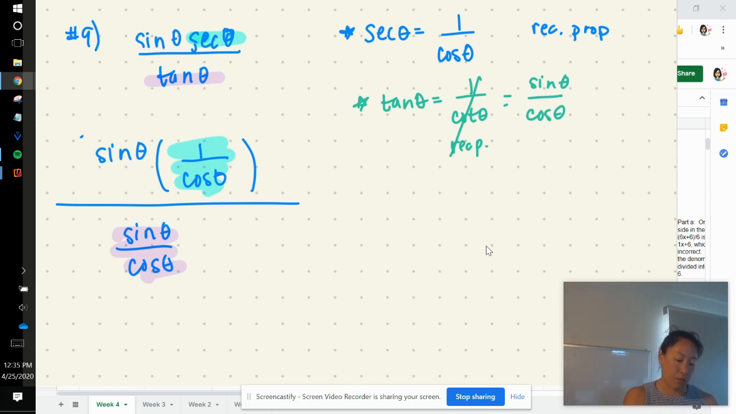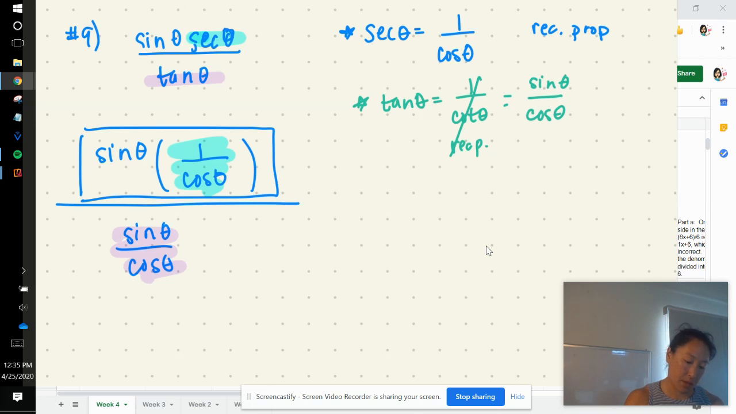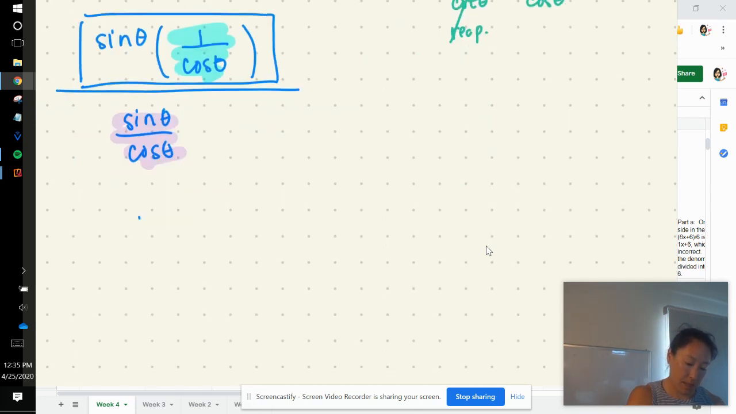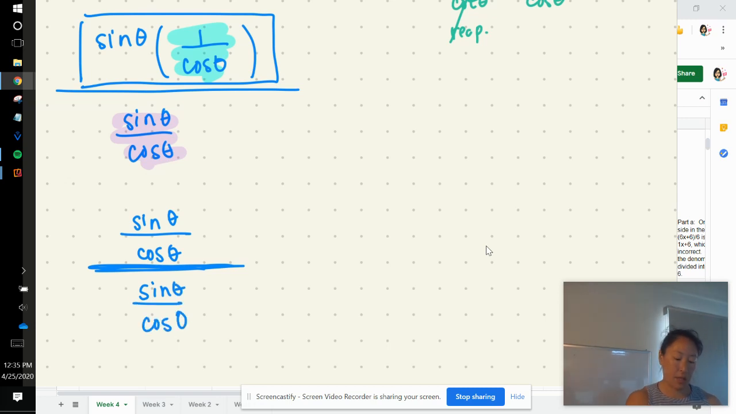I'm going to group, since the top is grouped together, we're going to start there. So sine over cosine, when I multiply those together, I get sine theta over cosine theta all over sine theta over cosine theta. And I can see anything divided by itself is going to be 1, but just for practice, when I divide fractions, you have to multiply by the reciprocal in the denominator. So cosine theta over sine theta.